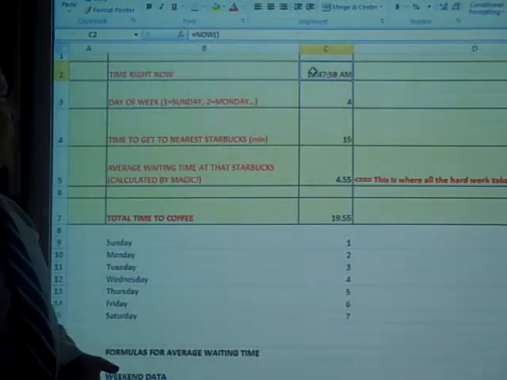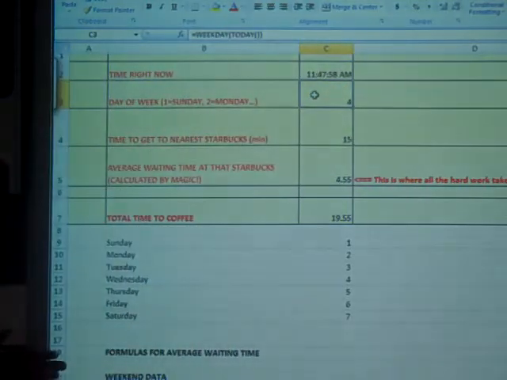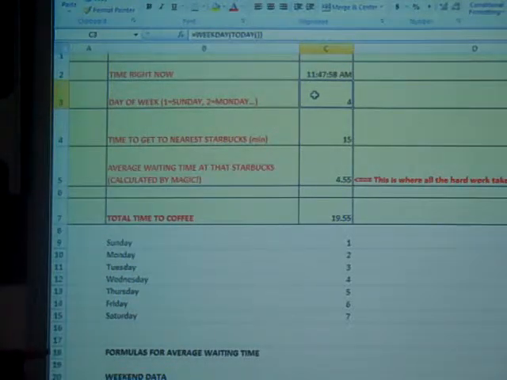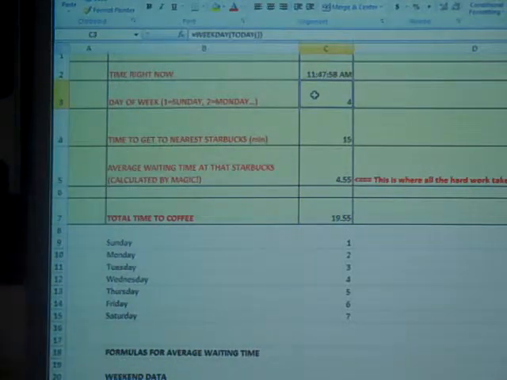Yeah. And then we use the weekday of today for this. The today function returns the date of today, and then the weekday returns the number using the date, which explains the parentheses in there. I think that's it. Actually. Yeah. All right.